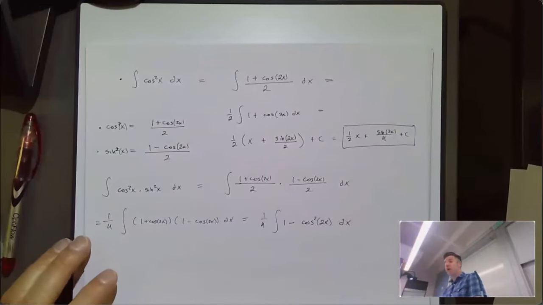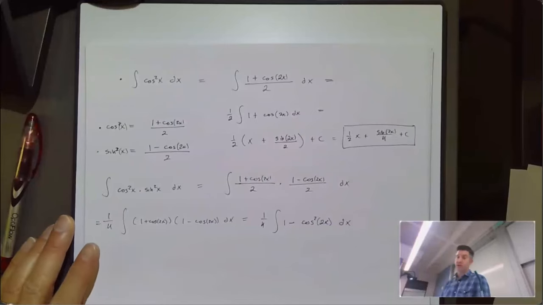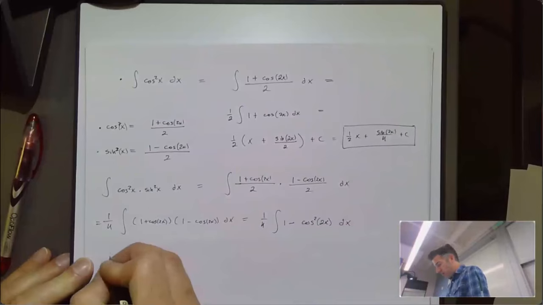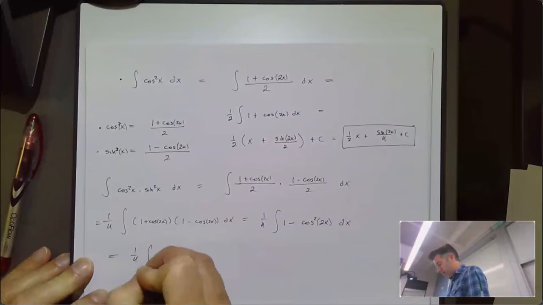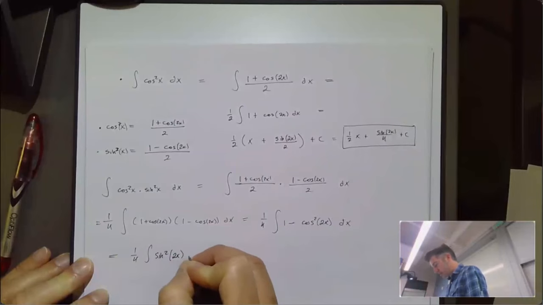If you really want, you can change this to sine squared, because 1 minus cosine squared is equal to sine squared. Most people often actually do that. So we can rewrite this as the integral of sine squared of 2x dx.